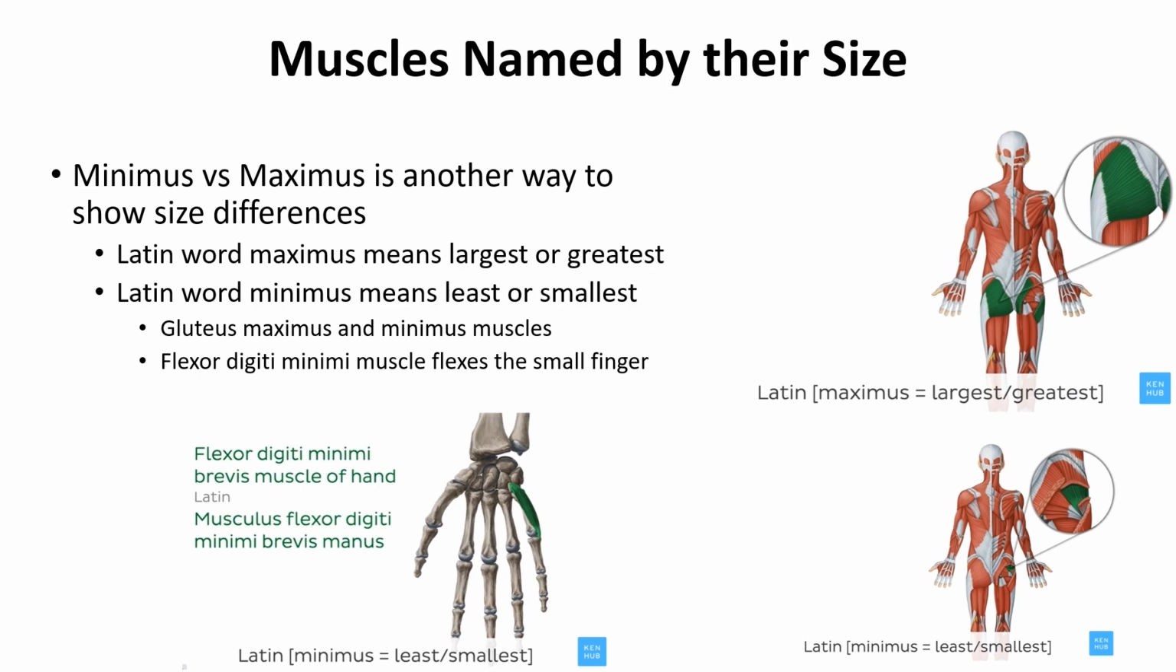Maximus means greatest and minimus means smallest. These are two Latin words that can be used to compare the size of muscles sharing the same name. For example, gluteus maximus and gluteus minimus. Since there is a gluteus medius, and medius means in the middle, we have gluteus maximus, medius, and minimus. On the hand, the Latin word minimi means small. The flexor digiti minimi is the muscle that flexes the small finger.